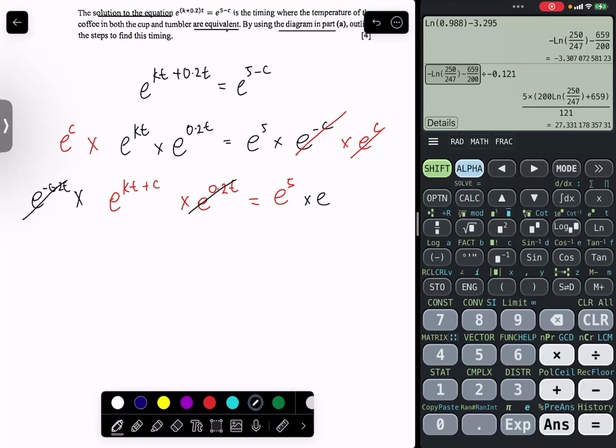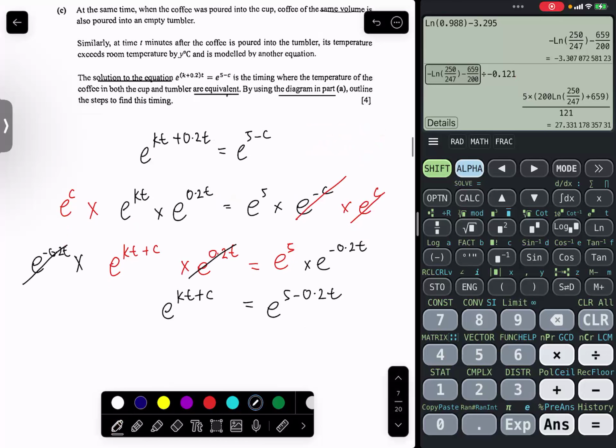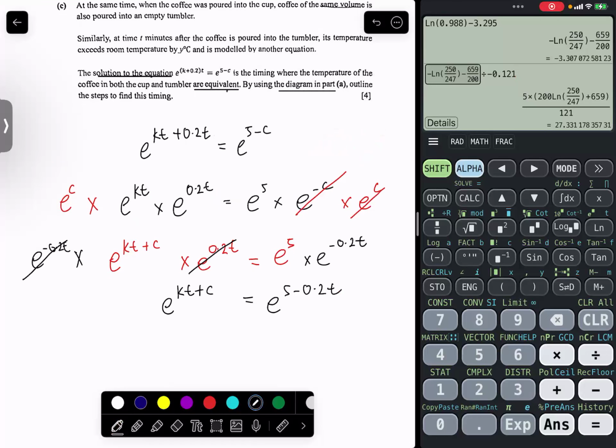So e^(-0.2t). Okay. So then we get e^(kt+c) equals e^(5-0.2t). Oh okay, because it says that the solutions are equal, right? And then we have the graph down here. This is our diagram in A. Okay, so that means this is the diagram that we have to draw.